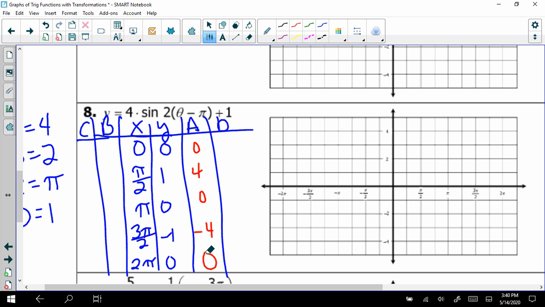I'm going to multiply by 4. For B, it's 2. This is tricky. You're not going to multiply by 2. You're going to multiply by 1/2. You're going to divide by 2. So I'm going to divide everything by 2, because you're pressing in from the outside. It's going to squeeze everything closer to the origin. So I'm dividing by 2, not multiplying by 2.